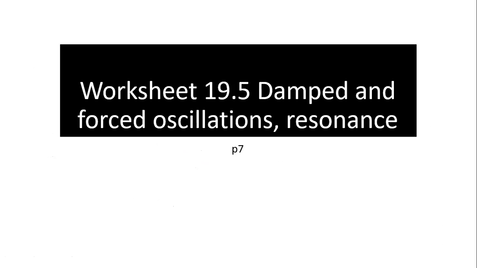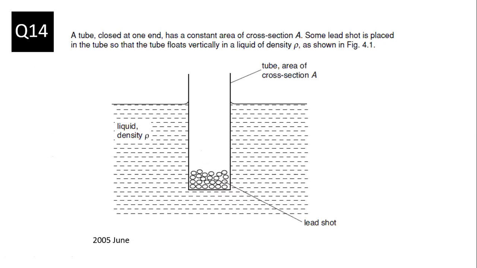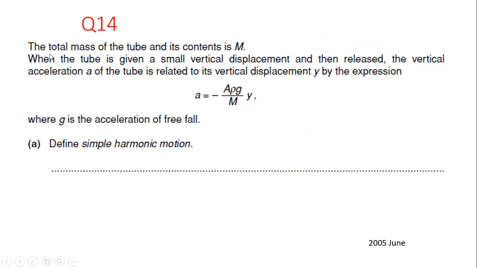Okay, let's try the worksheet, page 7. A tube closed at one end has a constant cross-sectional area A. Some lead shot is placed in the tube so that the tube floats vertically. This is your lead shot, this is your tube. You can use a test tube if you want. It floats vertically in a liquid of density rho, the density of the liquid. The total mass of the tube and its content is M.